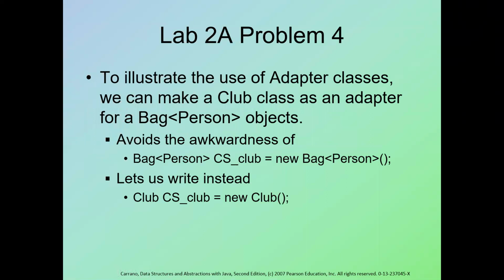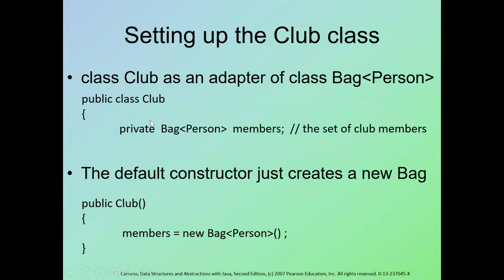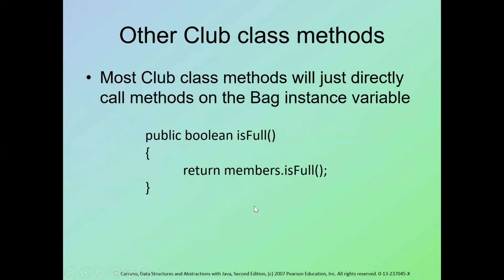You're going to make a club class as an adapter for a bag of person. So then you don't have to say bag of persons computer science club. Once you make that class, it'll just say club CS club equals new club. That looks a lot cleaner. Inside the public class club, you're going to have a private bag of person for all the members. The constructor is just going to make a new bag object. And all the other methods, like isFull, is just going to activate the isFull method for the bag that's inside the club. So it's a real trivial operation to create an adapter class because it's using all the code that the source class is providing.